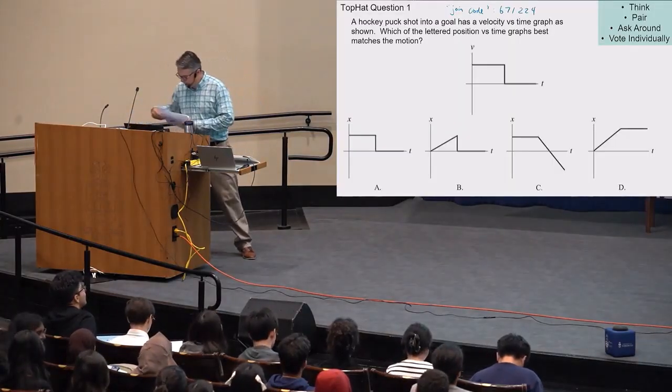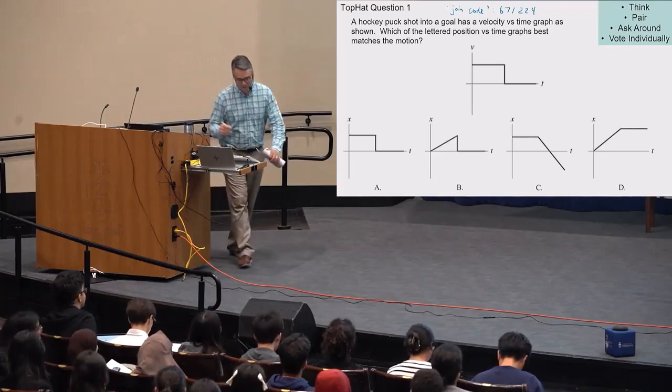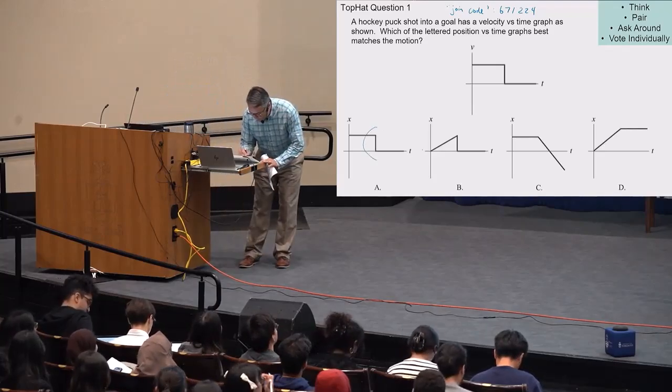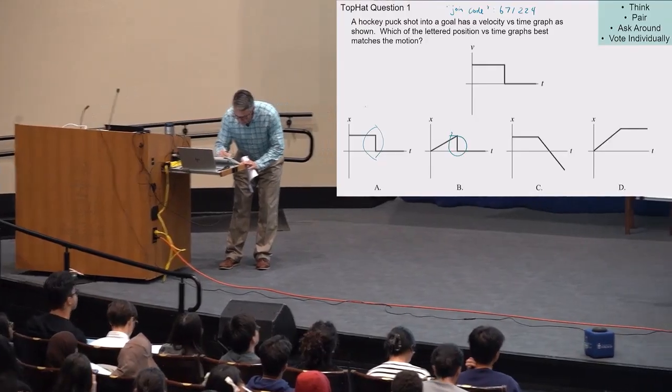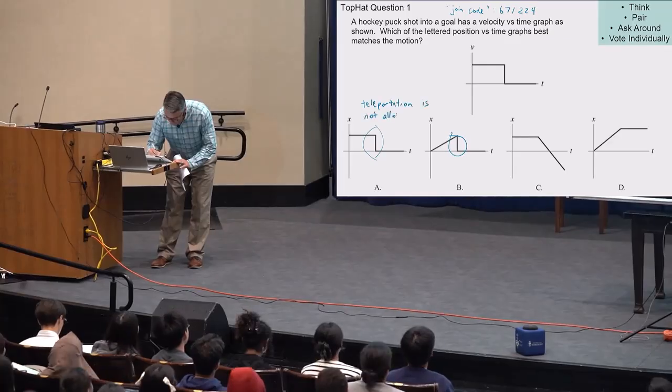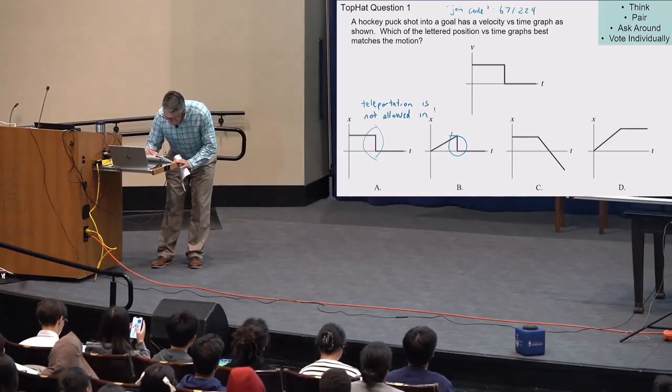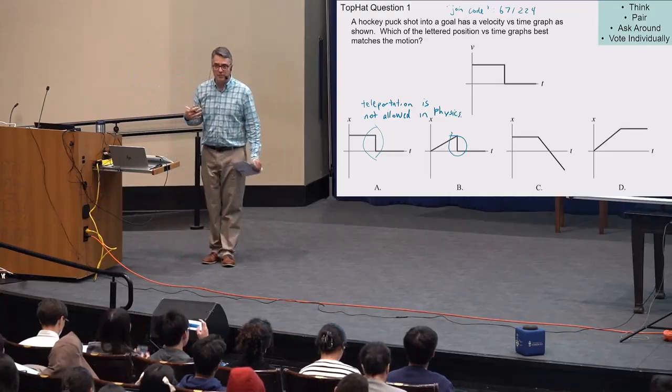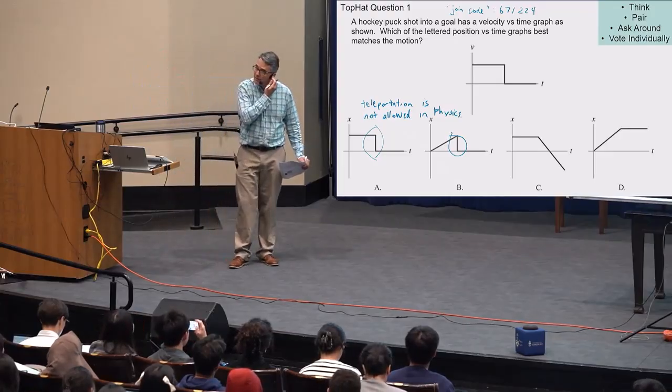So what I was thinking is that, first of all, with this one and this one, I would say teleportation is not allowed in physics. Do you know what I mean by that? You can't just jump from one X position to another X position in zero time.